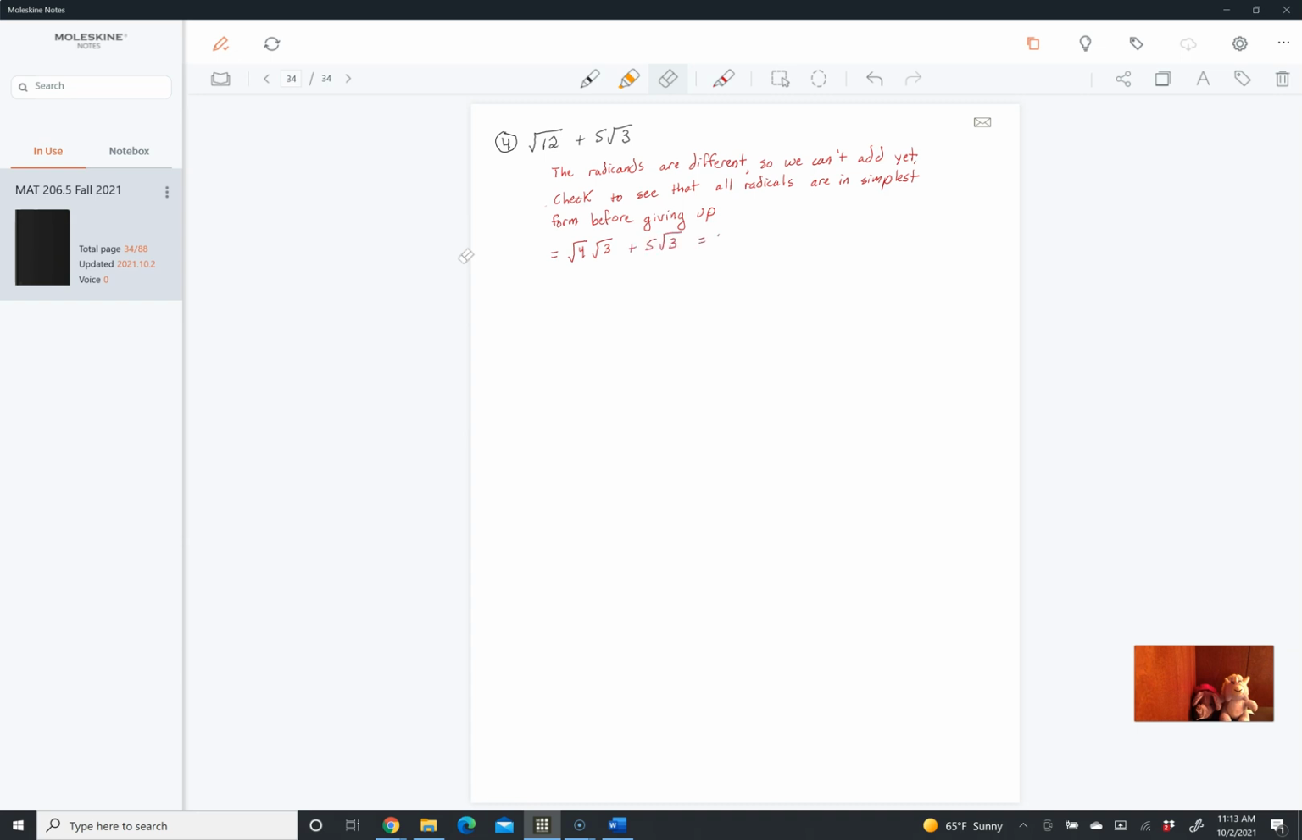And square root of 4 is 2. So now we have 2 root 3 plus 5 root 3. So do your check. The radicands are the same. You have 3 and 3. The indexes are the same. We have 2 and 2. Remember, no index means an index of 2. And our coefficients are like terms. We have a 2 and a 5. We can add 2 and 5. Okay, so this is just 7 root 3.